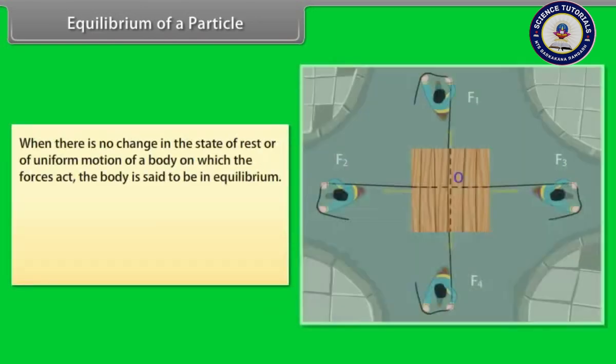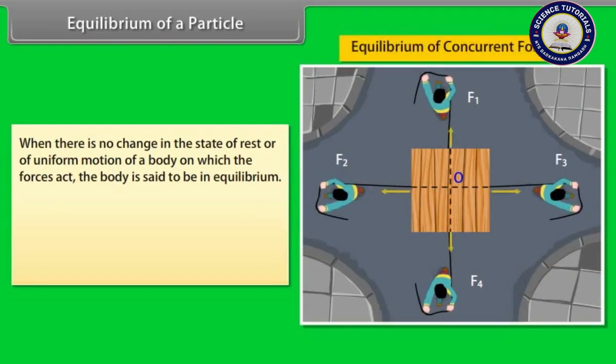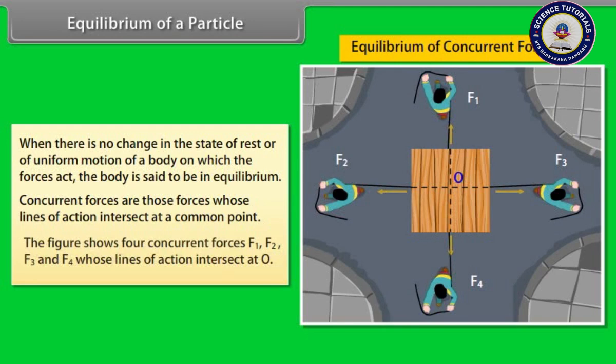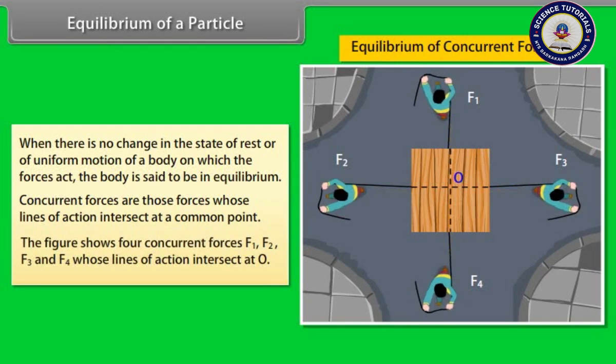Equilibrium of a particle. When there is no change in the state of rest or of uniform motion of a body on which the forces act, the body is said to be in equilibrium. Concurrent forces are those forces whose lines of action intersect at a common point. The figure shows 4 concurrent forces F1, F2, F3 and F4 whose lines of action intersect at O.